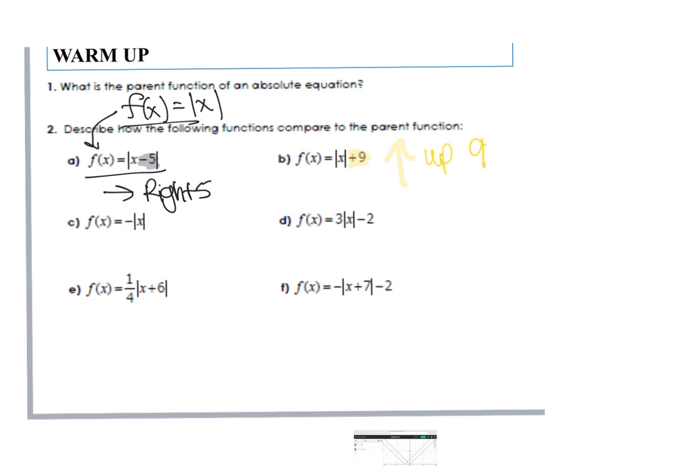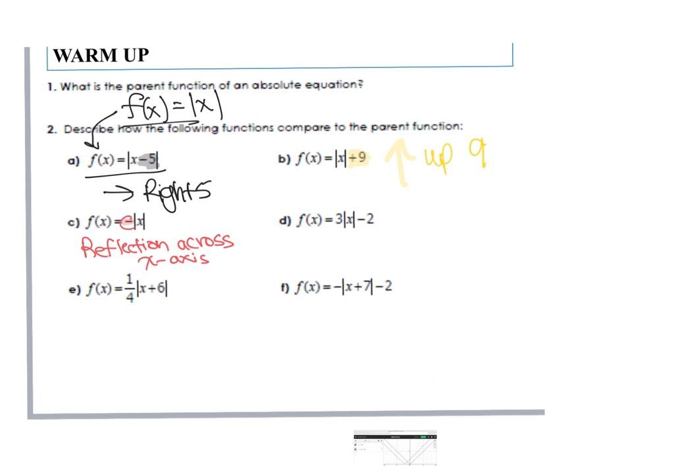All right. Now on part C, we have f of x is equal to negative the absolute value of x. This negative sign is outside the bars. And anytime you see a negative sign leading a function, whether it's quadratics or absolute value, if it's in front, that's going to be a reflection across the x-axis. It's going to turn it and make the arrows go down. So we're going to say reflection across the x-axis.